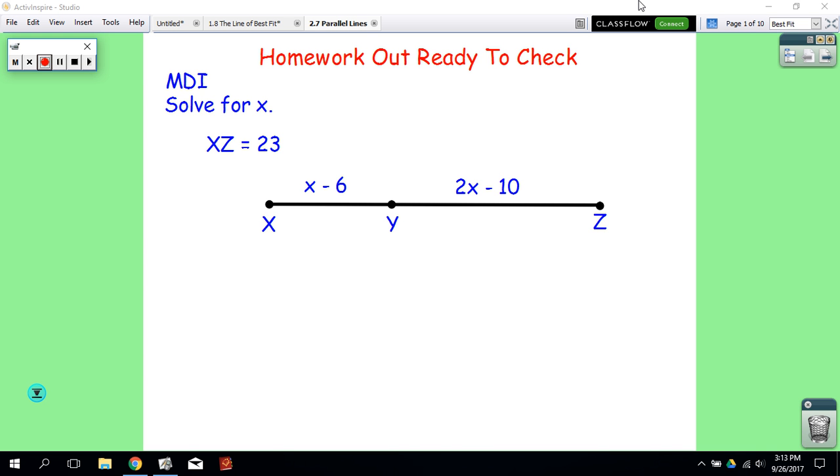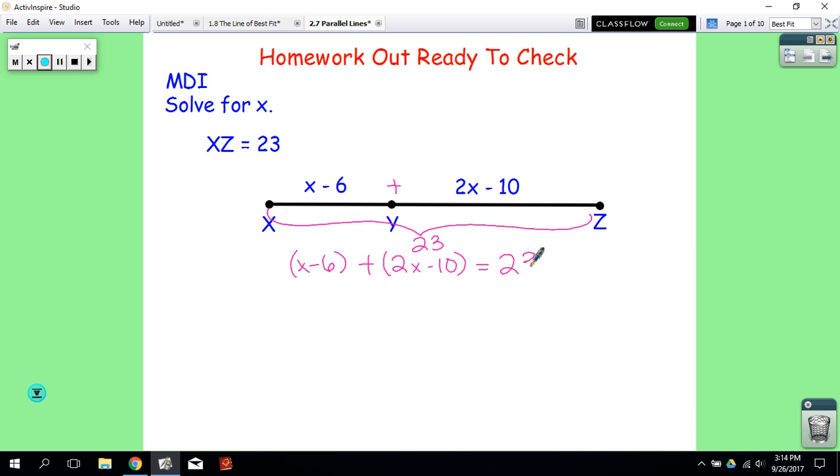Alright, we're just solving for x. We know that the length of the whole segment, XZ, is equal to 23. And we also know that if we add these two segments together, it gives us the whole segment. So we have x minus 6 plus 2x minus 10, all of that is equal to 23.